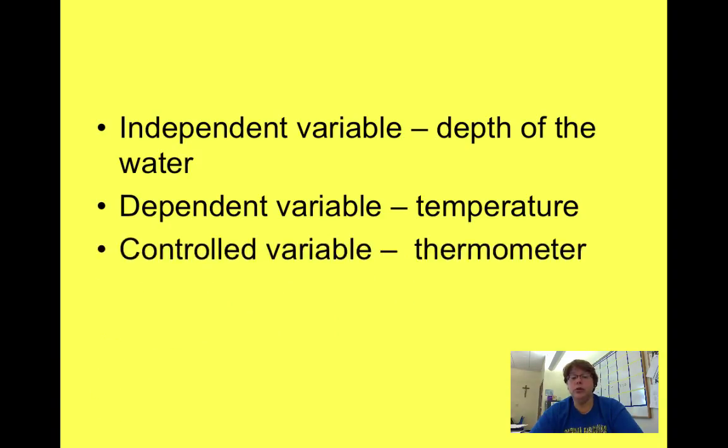That would be your control. The control was the thermometer. That's the same thing, they used the same piece of equipment over and over again. Probably you could have also said that the lake or the water that they measured in was also a control, because that stayed the same. It was always the same water. There are usually several different controls in any kind of experiment.